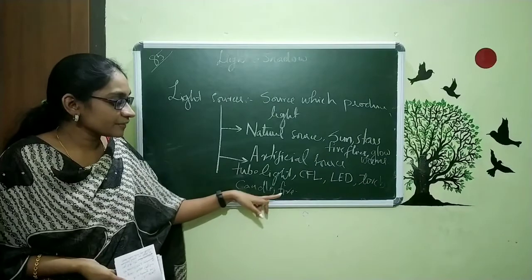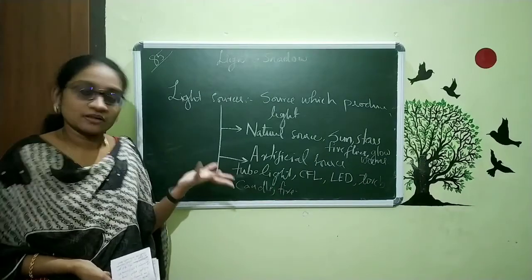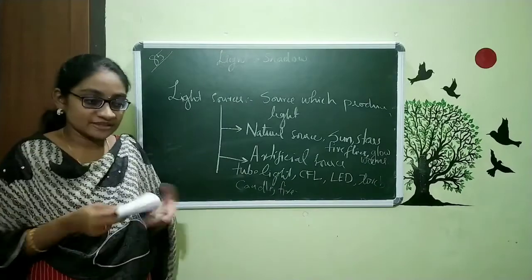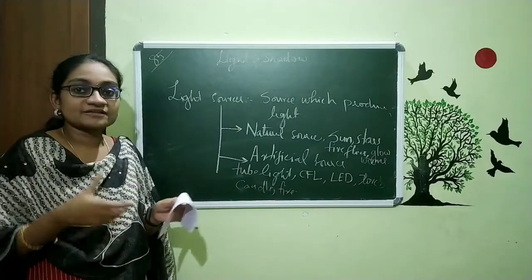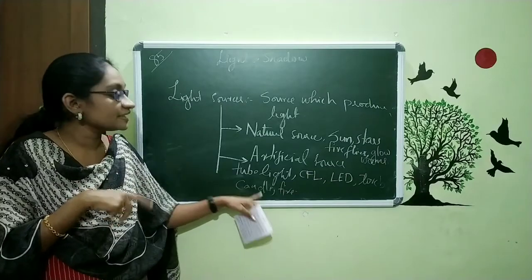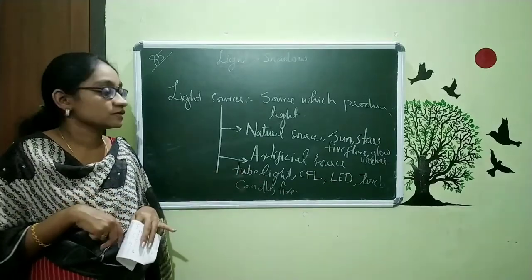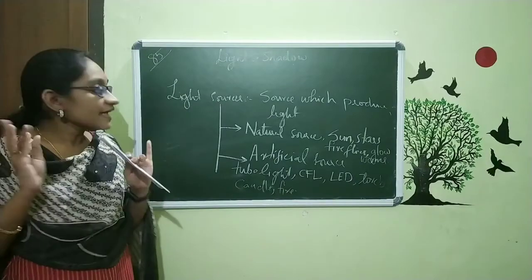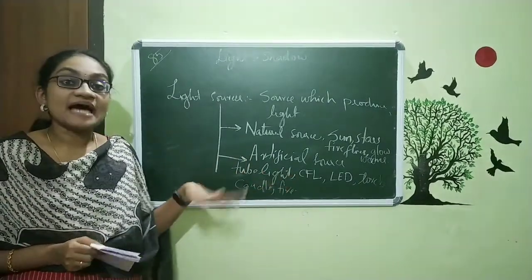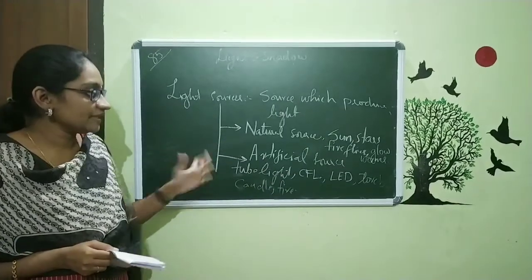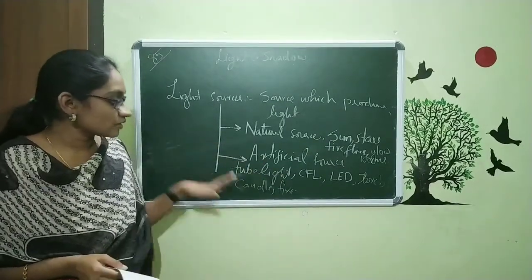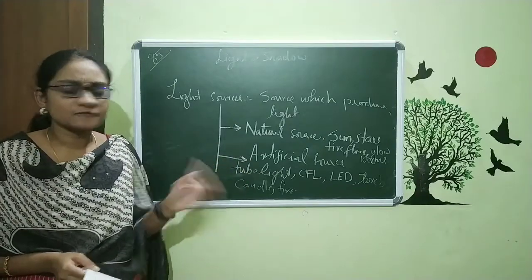Actually, you may think that fire is natural. Actually, it's not. It is produced by human beings. That means we are making some sort of thing and giving fire to it, and that's how it's getting burned, so we can say it is an artificial source. We are utilizing all these artificial sources in the absence of sunlight. That means we are utilizing the tube light, CFL, LED, torch and all in the absence of sunlight.